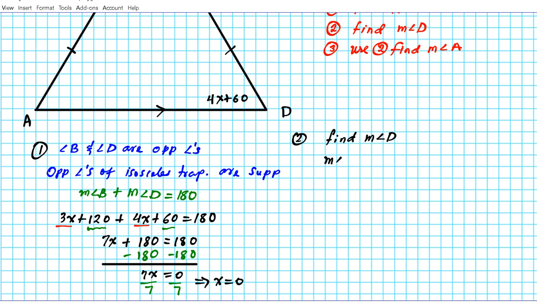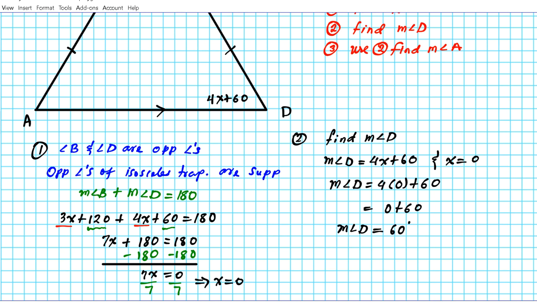We know that the measure of angle D is the expression 4x plus 60. And x, from our previous answer, is 0. All right, so the measure of angle D is going to be 4 times 0 plus 60. So we're going to simplify the right side using PEMDAS. Multiply before you add. 4 times 0 is 0 plus 60. The measure of angle D is 60 degrees. All right, almost there.